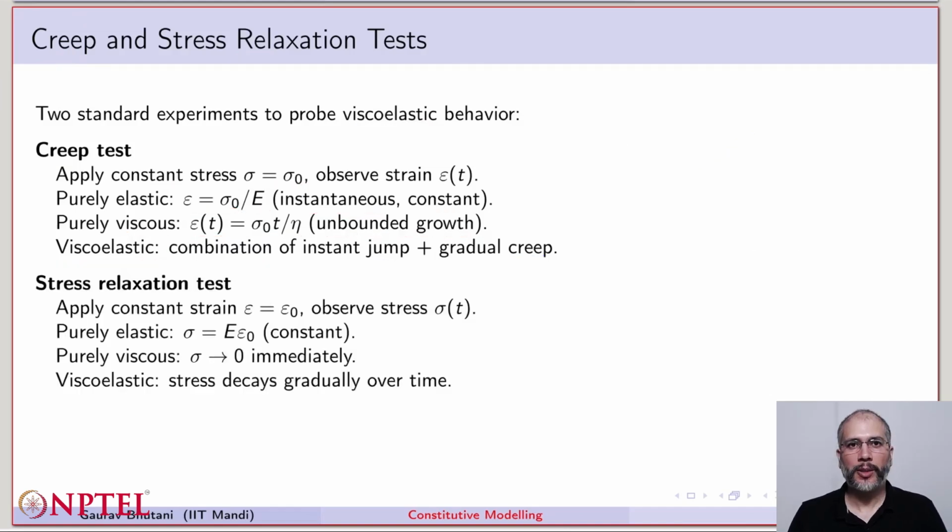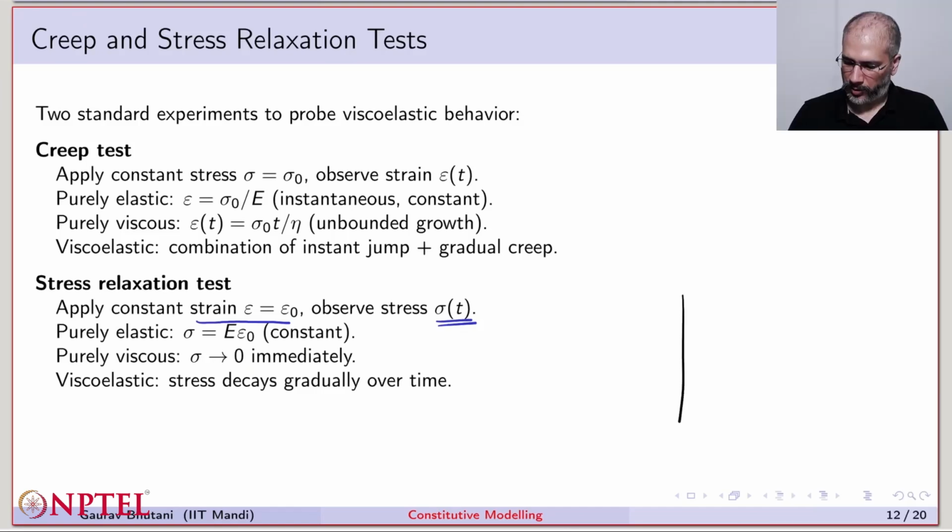And then we can have a dual of creep, which is known as stress relaxation. In this testing, we apply a constant strain. So you take a material and stretch it along a certain direction and hold it. You apply a constant strain epsilon naught to a material, and then you observe sigma as a function of time, that is, the stress required to hold the material in the constant strain situation. So let's plot and see how sigma will evolve over time.